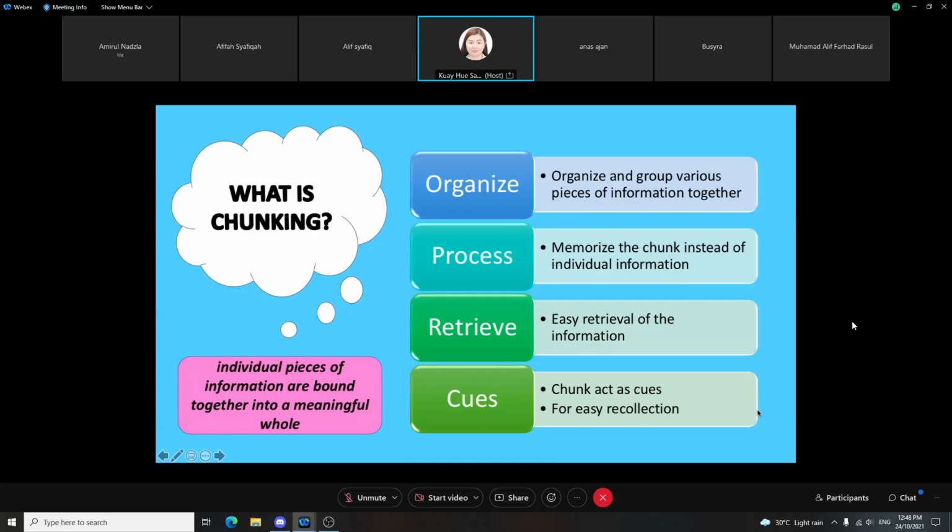Okay, and chunking basically helps us to improve our short-term memory, as I said just now, because we want it to be more than just 7 small pieces of information. If it can be bigger, why not, right? Each chunk depends on how we do the chunking. We organize and group various pieces of information together.